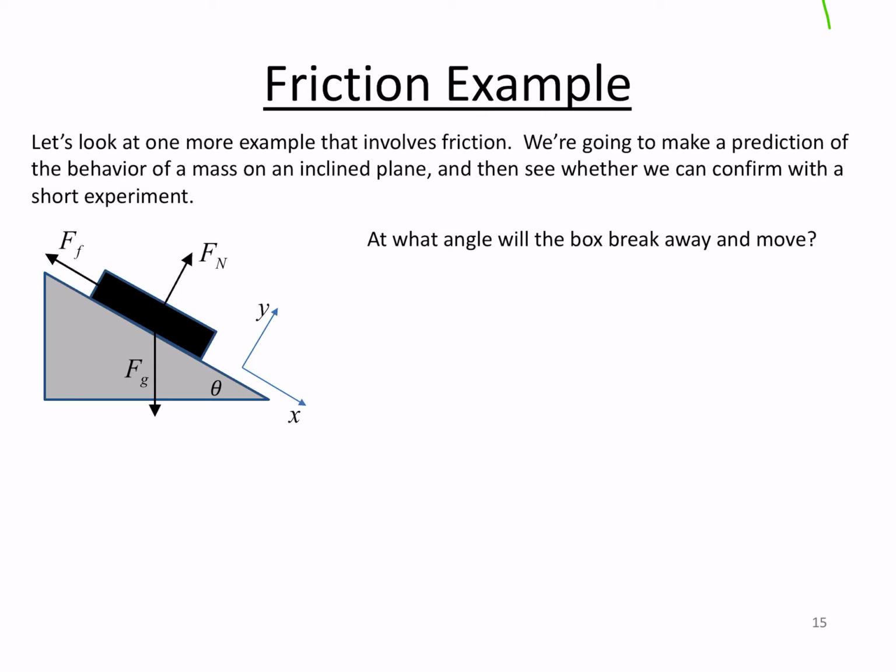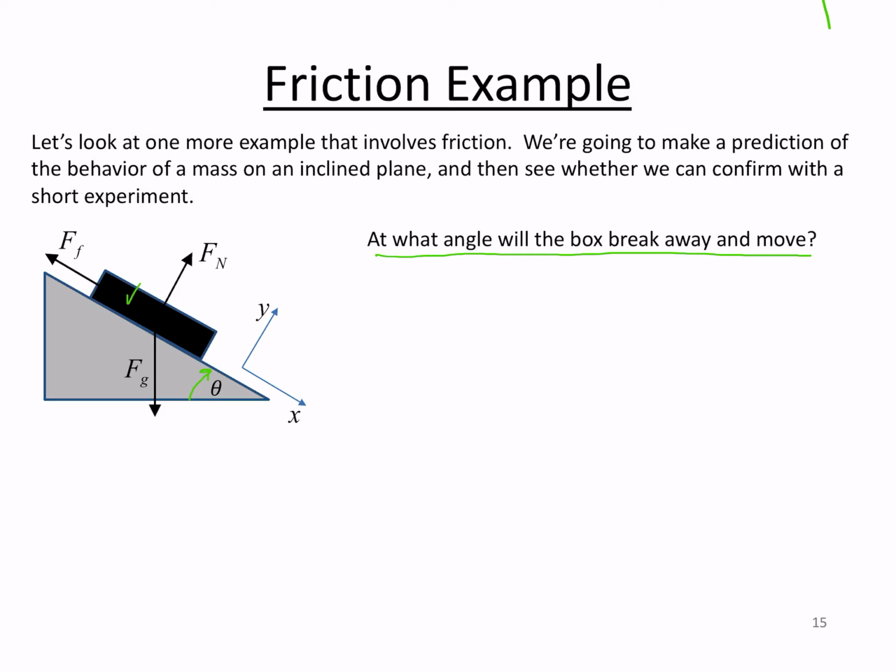All right, so let's take a look at an example. I call it a friction example, but honestly, it lays out a nice set of principles that we're going to use on a lot of force problems. Very simple question: at what angle will a box break away and move? The idea here is that we are tilting this surface up and up and up, increasing theta until the box breaks away and starts moving down the incline.